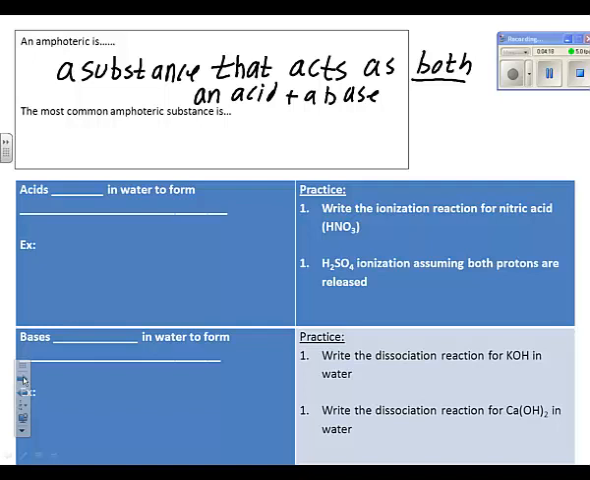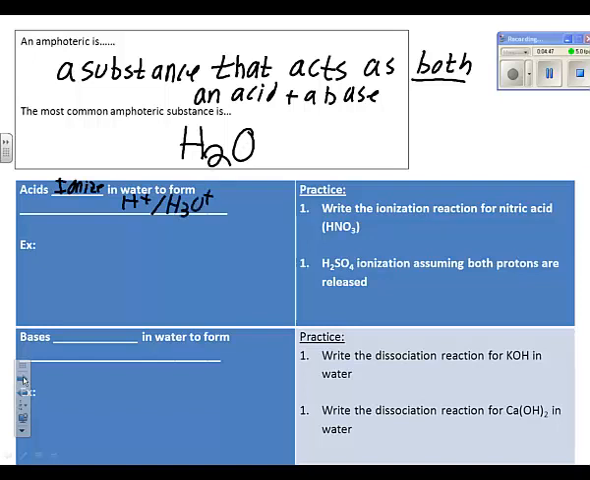Both of those terms go along with this amphoteric species, and the only one you really need to know is that water, H2O. Remember, it can form H3O and accept a proton, or it can go to OH and donate a proton. Either way it wants to go, it's fine. So here we go again. Acids ionize to form H plus ions or hydronium ions, same thing.